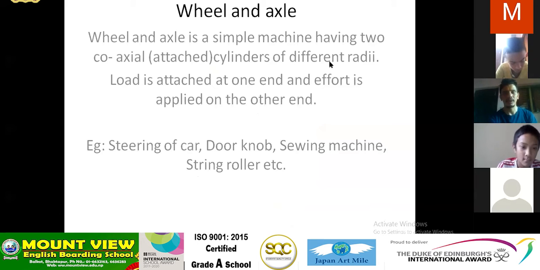What does it mean? What does radii mean? Radii is the plural form of radius. Okay, radii means the plural form of radius. One is called radius, and more than one is radii.